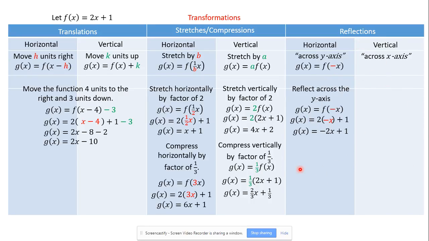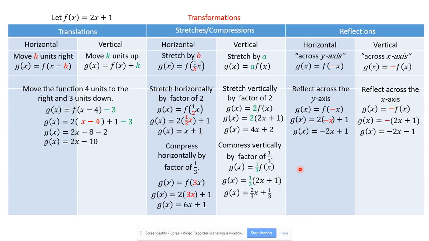So vertical, it'll be just g of x equals negative f of x. So reflecting across the x-axis, it'll be negative f of x, which is negative 2x plus 1, which means we need to distribute to get negative 2x minus 1. Notice these are very similar, but not quite the same. They have different y-intercepts. And so those are the transformations that we're using.